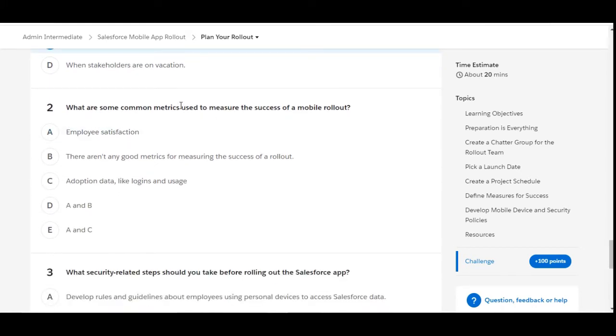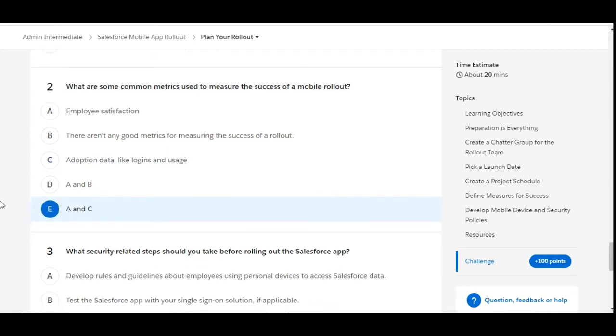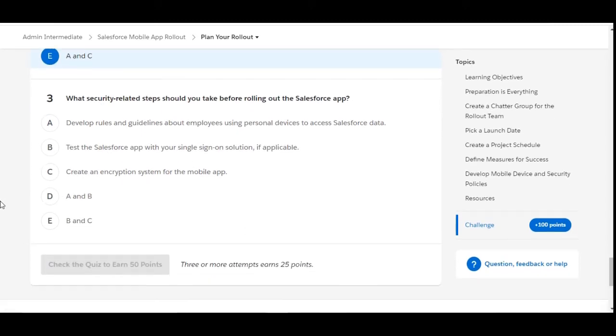What are some common metrics used to measure the success of a mobile rollout? Employee satisfaction, this is true. There are not any good metrics for measuring the success of a rollout, this is false. Adoption data like logins and users, this is also true. So A and C are the right answer. Therefore, E is the right option for the second question. Let's move to the third one.